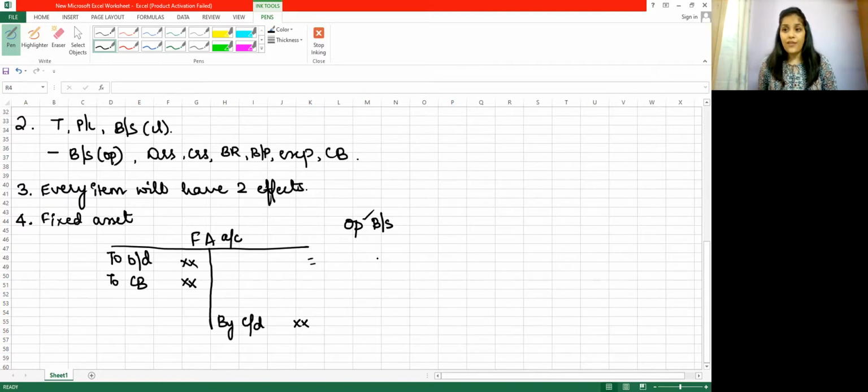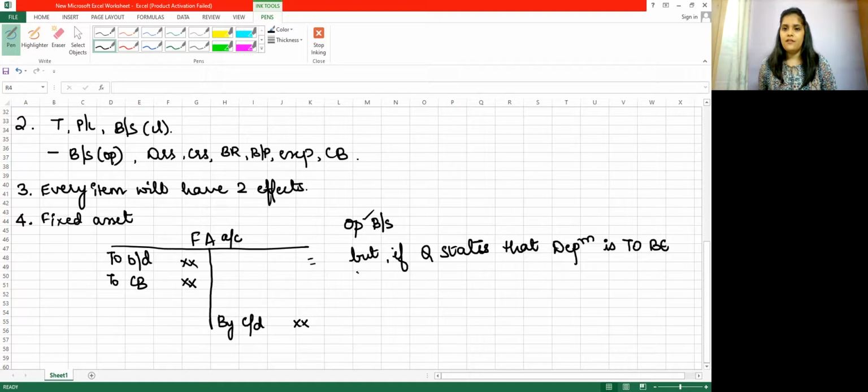Now, but if in the adjustment they have told, or let me write, if question states that depreciation is to be provided at whatever percentage, then this closing balance does not include depreciation. So accordingly calculations have to be made.